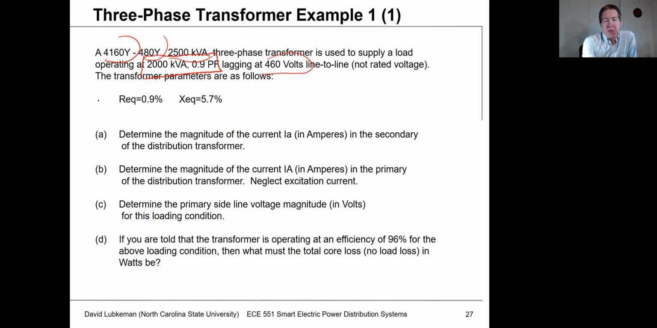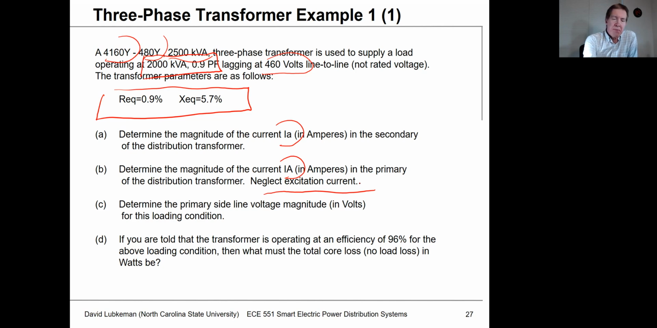And we're told the transformer parameters are such that I have an equivalent resistance of 0.9% and equivalent reactance of 5.7%. So this is where we'd go to the table to get these values if we didn't have them. And so for this particular three-phase load, I want to determine what's the secondary line current. I'm going to refer this to the high side, to the primary side. We'll go ahead and neglect the excitation current because it's not going to add too much to that.